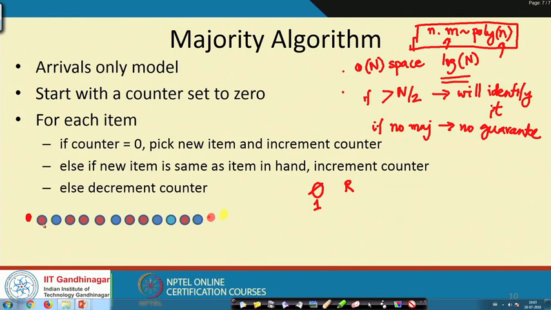Then we go to the next item. The next item is also red. So I have the item red in hand and the counter is 1. Because the item that I see next, which is red, is the same as the item that I have in hand, I increment the counter. So if the new item is the same as the item in hand, I increment the counter. I always have two things in my hand, an actual item ID as well as a counter value.